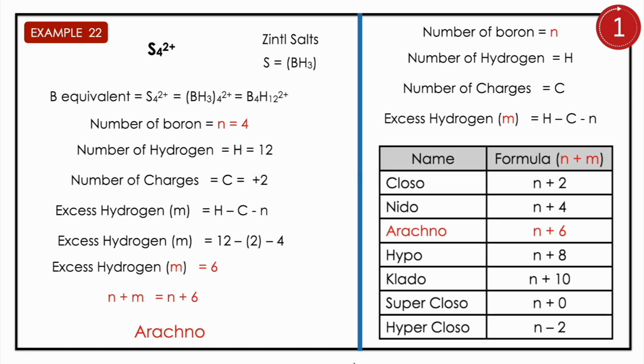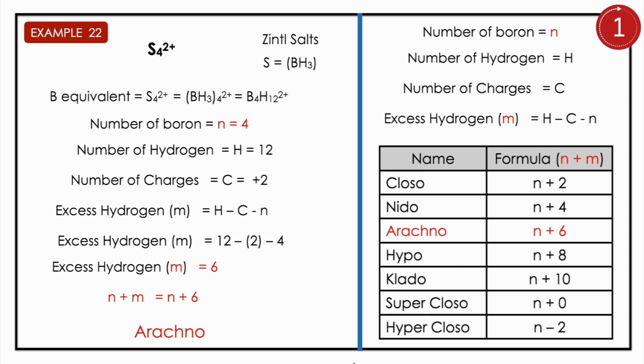Here only single atom is given, which is heteroatom, cluster of 4. So technically it is a Zintl salt. To find the structure, we should write boron equivalent. Sulfur is in the oxygen group, so sulfur equivalent will be BH3. If you write equivalent with the structure, BH3 4 times dication. If you expand it, it will be B4H12 2 plus.